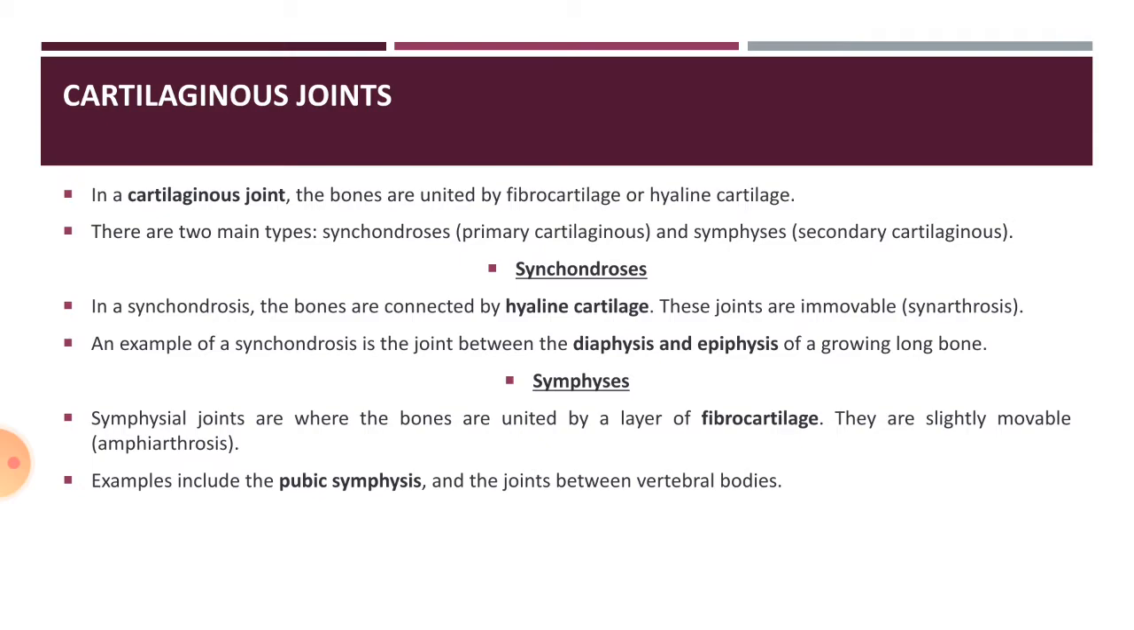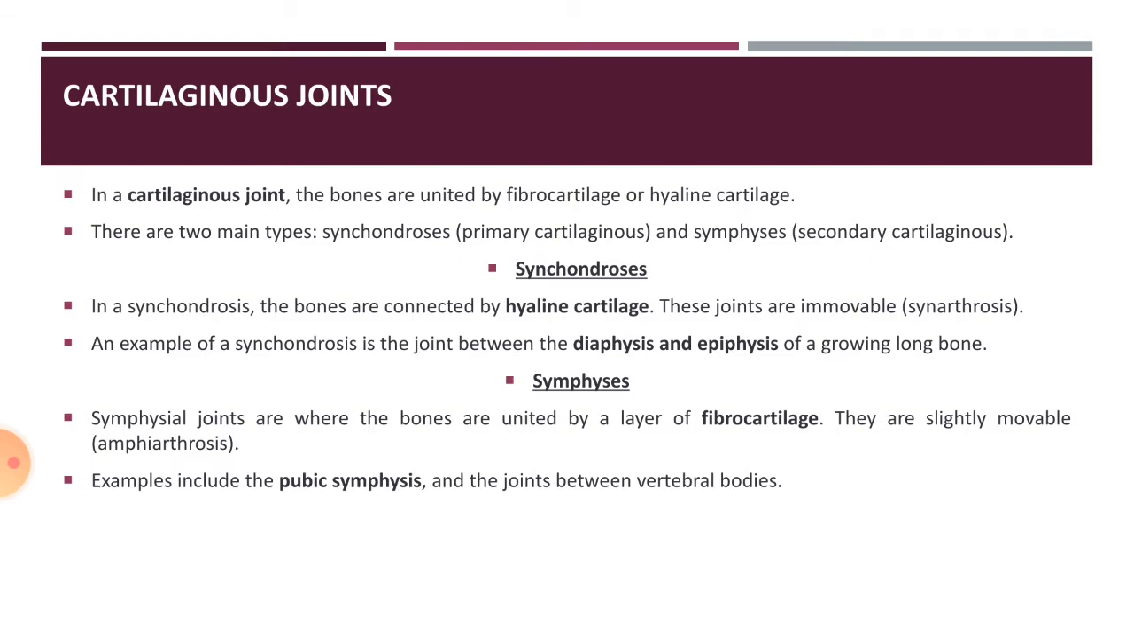So if we talk about the synchondrosis, then in this type of joint the bones will be connected by hyaline cartilage, and these are joints that are immovable, so we can call them synarthrosis as well. An example of a synchondrosis is a joint between the diaphysis and epiphysis of a growing long bone, which is the growth plate, and we have already talked about it in our early lecture.